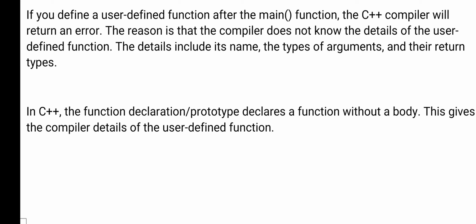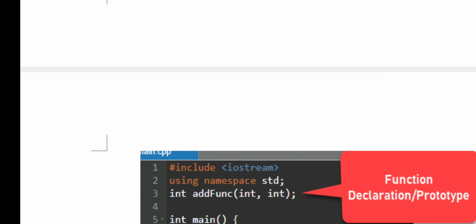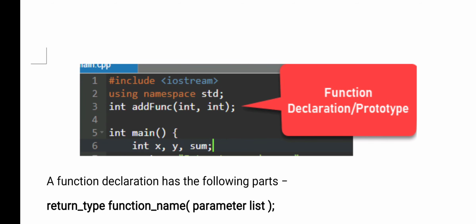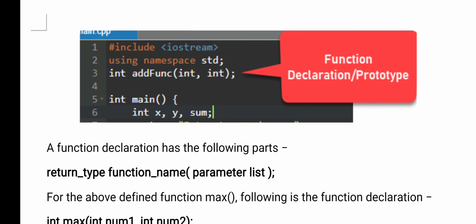Now you see the syntax of function prototype. iostream is a header file. std, from the std library we are using different classes.